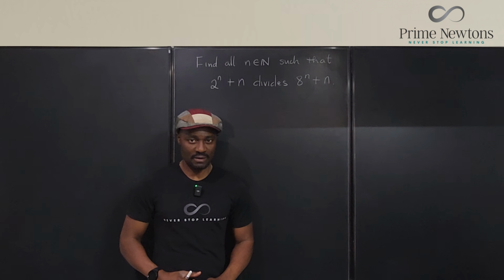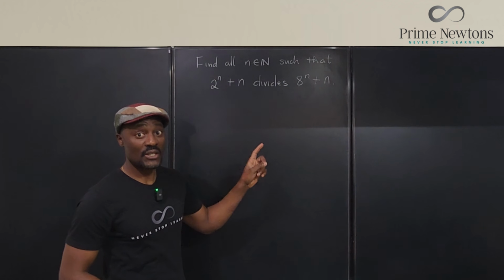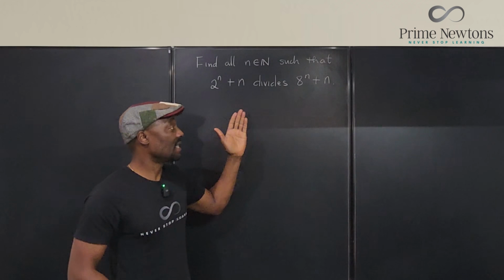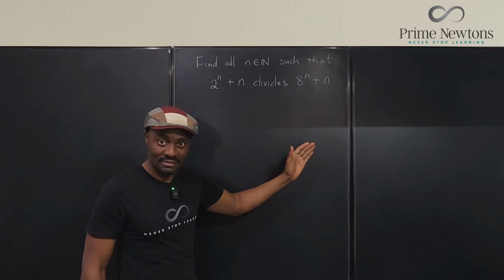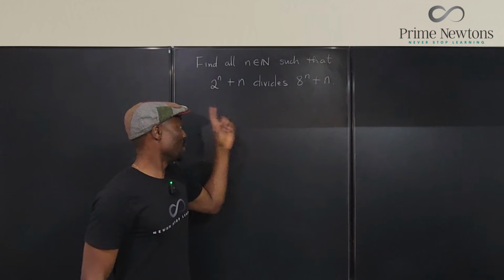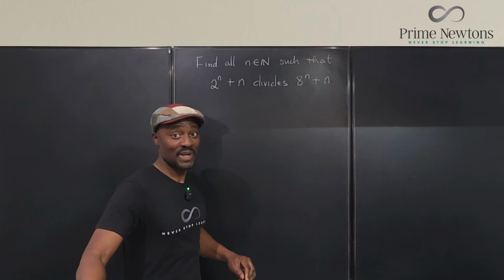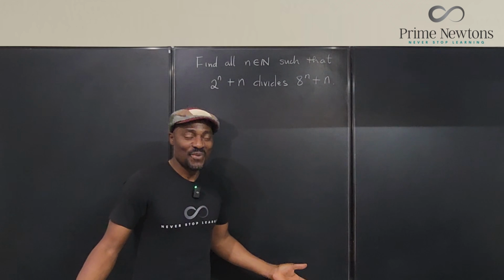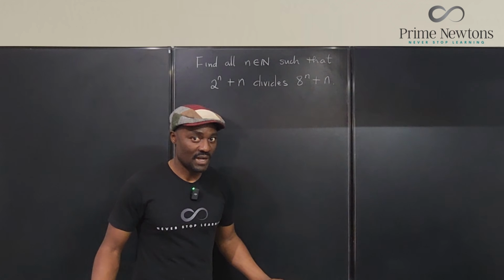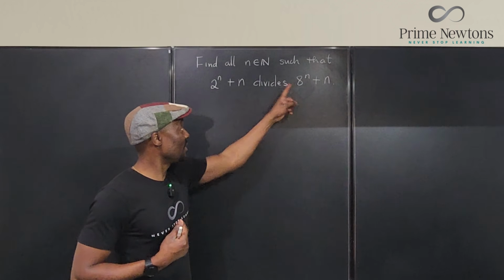Welcome to another video. Right here we have another problem: find all natural numbers n such that 2 to the n plus n divides 8 to the n plus n. Clearly, if we didn't have the n's, 2 to the n divides 8 to the n. But once you have something added to it that is not consistent, that makes our options more difficult to find. So I clearly know that this is the cube of this.